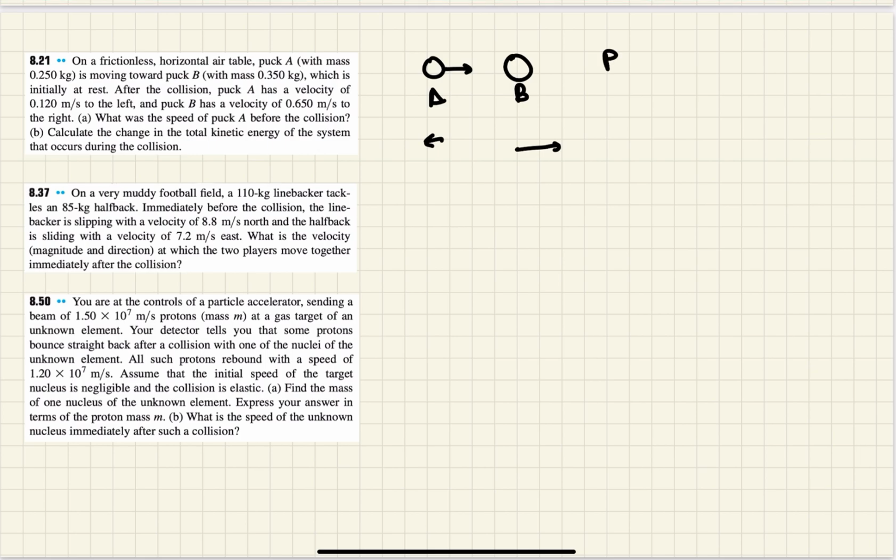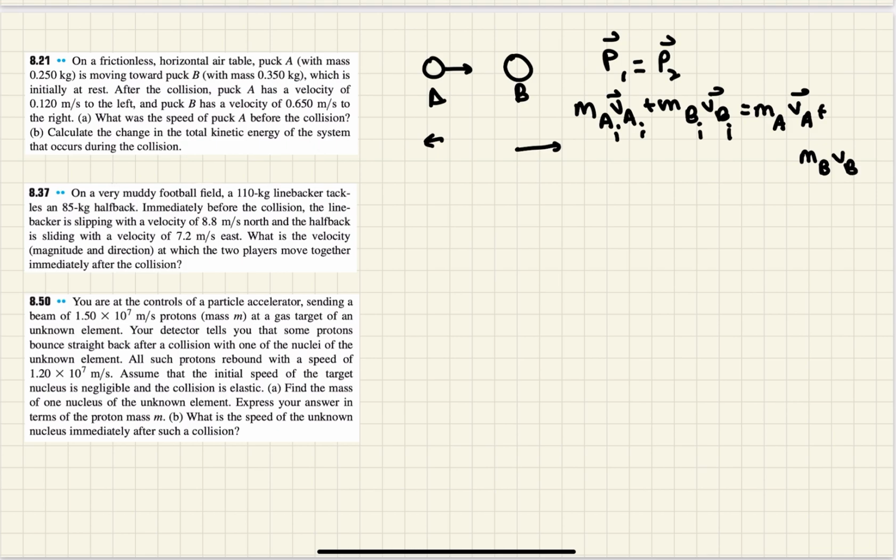Okay, very similar to the previous one, where we have momentum initial is equal to momentum final, which you can write as 1 and 2. And so that's just going to be MAVA plus MBVB, both initial, is equal to MAVA plus MBVB. I did not have space for that. I should have planned better. All of these are going to be finals. And so one thing we know, the velocity of B initially is 0, and so this entire term is 0. That's one thing we can cancel out.